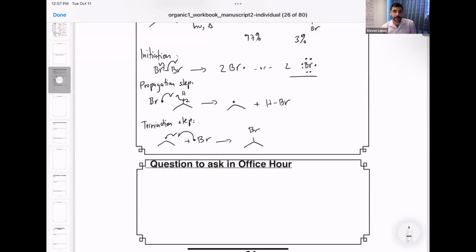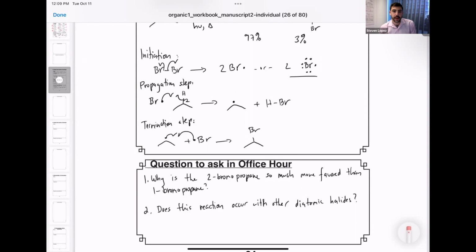Okay, so two typical questions you might ask in office hours. One, why is the 2-bromopropane so much more favored than the 1-bromopropane? And two, does this reaction occur with other diatomic halides? In other words, could propane plus chlorine in the presence of light undergo reactions, and what are those selectivities?